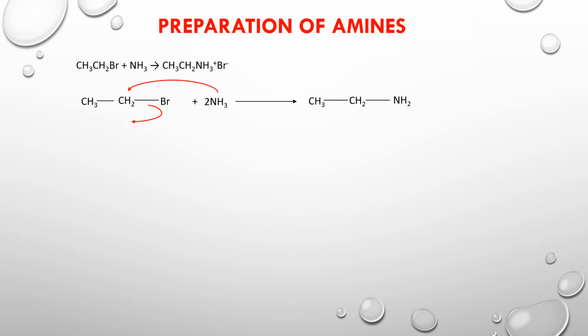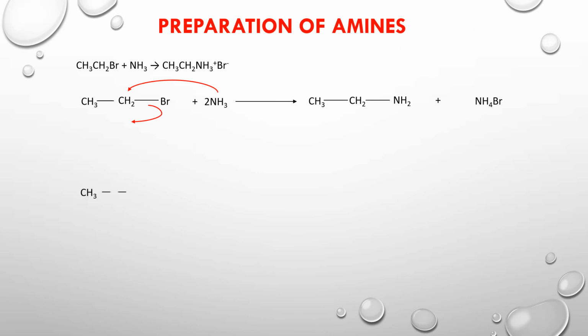Now what happens to the Br that has come out and the extra hydrogen that is coming from the ammonia? Since we have 2 moles of ammonia, we are left with NH4 because one of the NH2 has already been replaced. The other one that's left is NH4, and that NH4 is going to combine with the Br to form ammonium bromide as a byproduct. So ammonium bromide is our inorganic product, whereas our major product is amine, ethane amine.